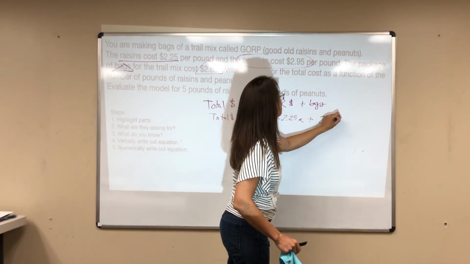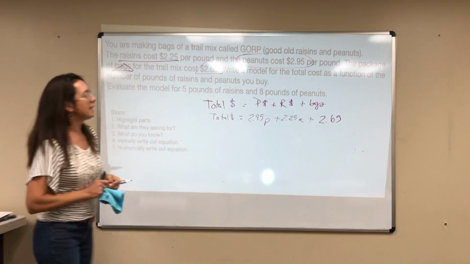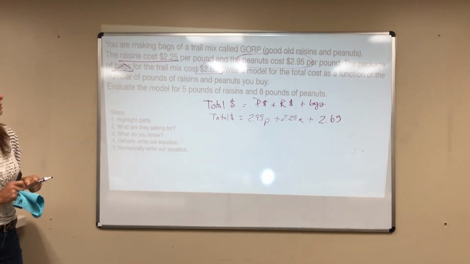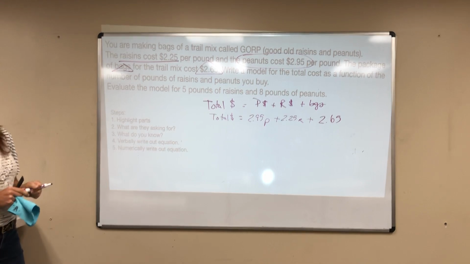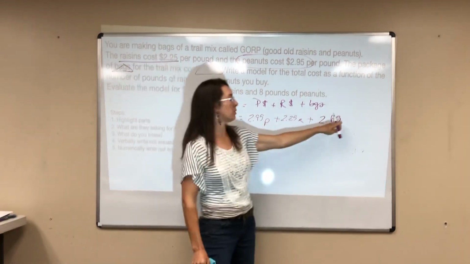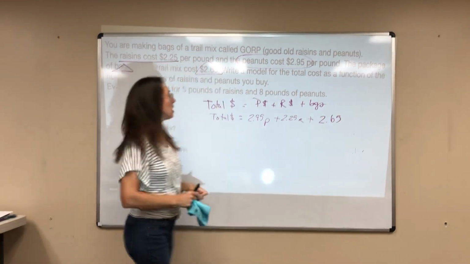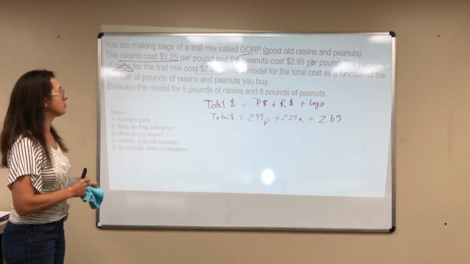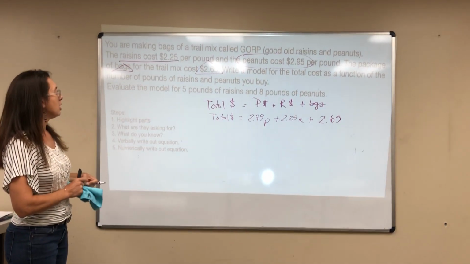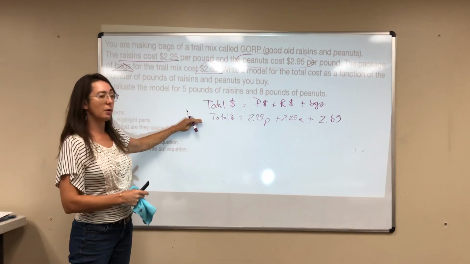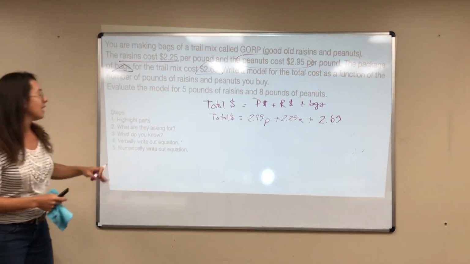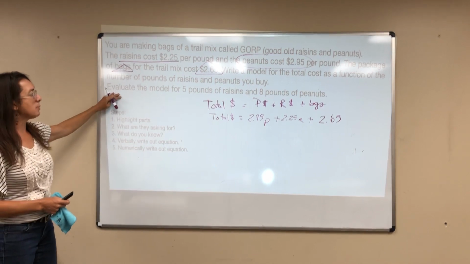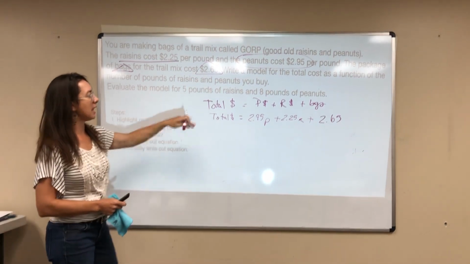Now, do I need multiple packages? Show me some bags. Does this have any variable that it's multiplied by? No, it doesn't have a variable that it's multiplied by. All right. So now we do have our equation. It has 3 different parts in it, right? And then it says evaluate the model for 5 pounds of raisins and 8 pounds of peanuts.